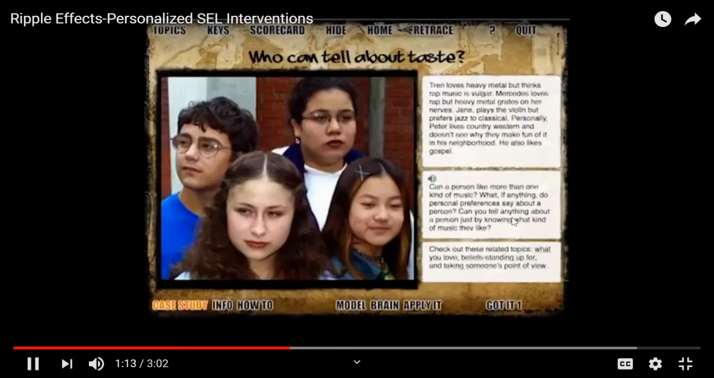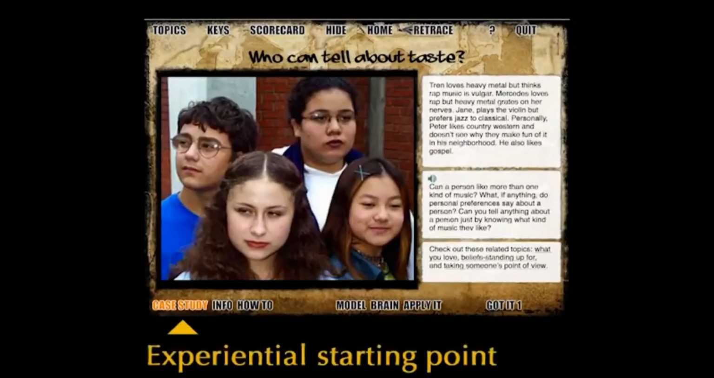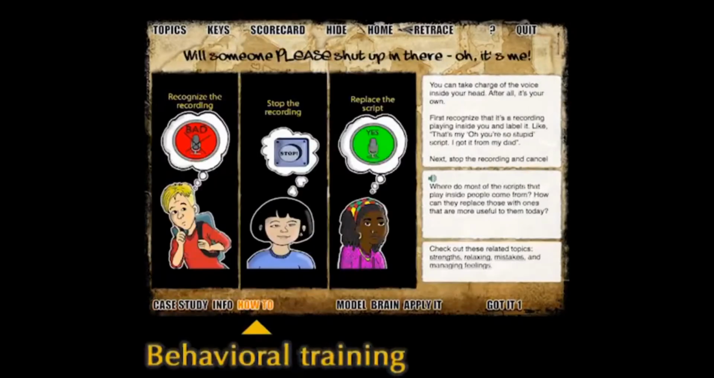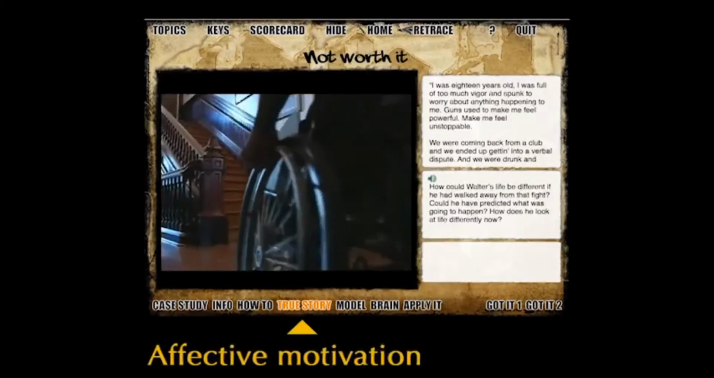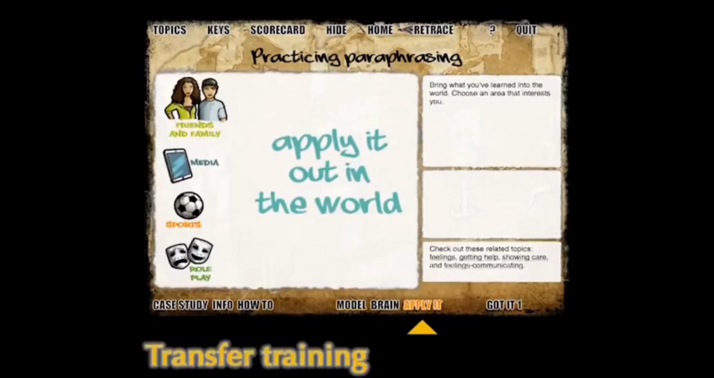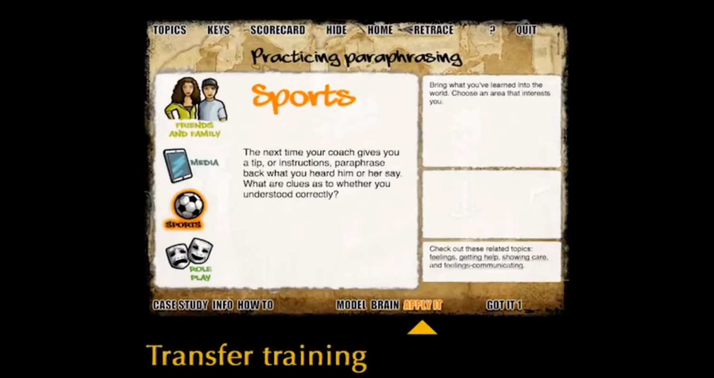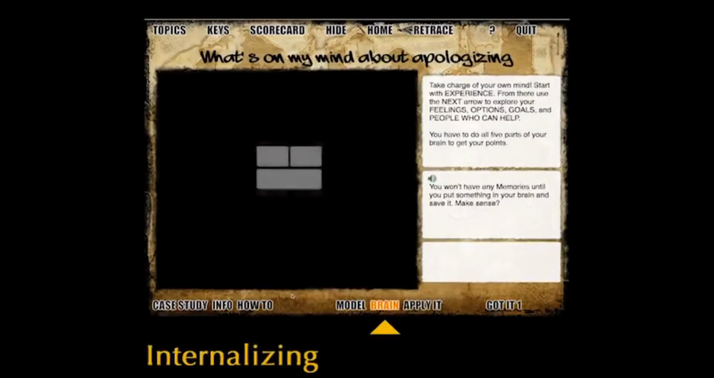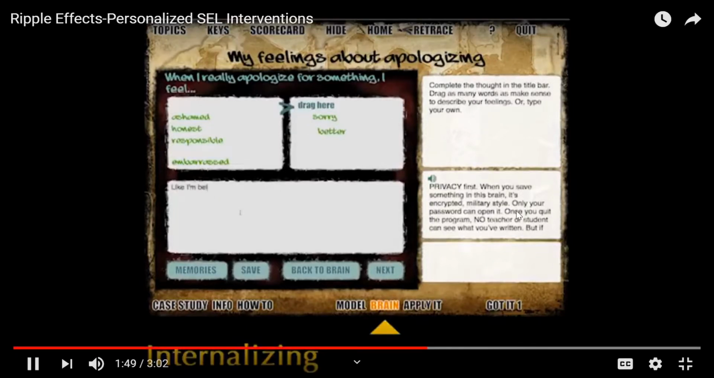Each of the hundreds of topics begins with a scenario and discussion question about a real-life challenge. Then users can explore the topic in the following ways: a cognitive framework, step-by-step behavioral training, effective motivation through emotionally compelling, true video stories, video-based peer modeling, transfer training opportunities with friends and family, media analysis, sports settings, and role plays. Journal writing is disguised as an animated opening brain. Word prompts assist learners who have low writing skills. Password protection and encryption safeguard student confidentiality.